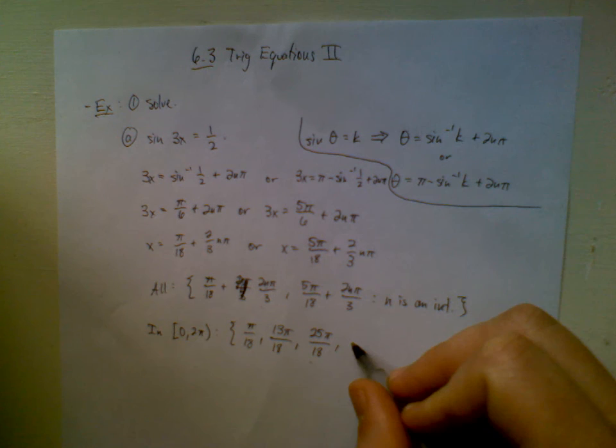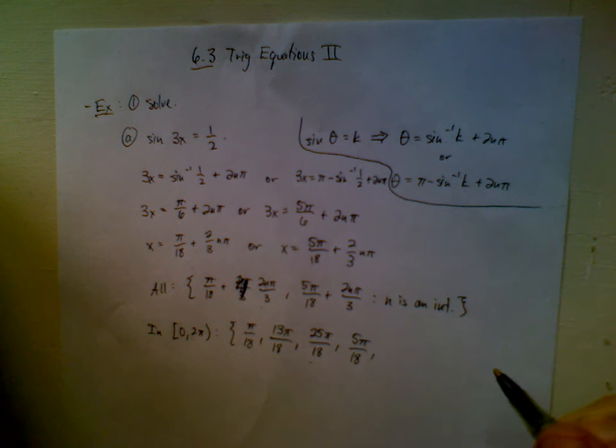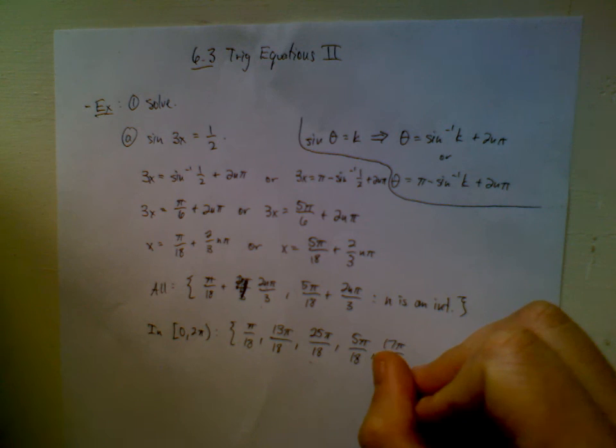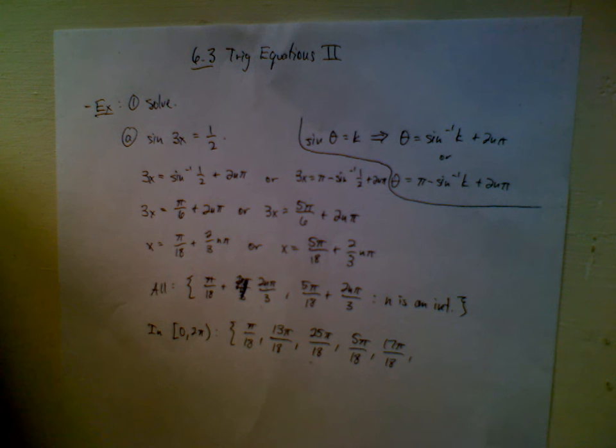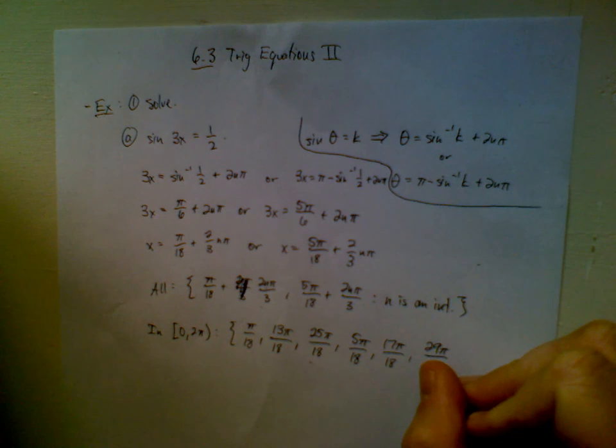When I plug in 0 for n, I get 5 pi over 18. When I plug in 1 for n, I get 5 pi over 18 plus 2 pi over 3. That's 17 pi over 18. When I plug in 2 for n, I get 5 pi over 18 plus 4 pi over 3. That's 29 pi over 18.